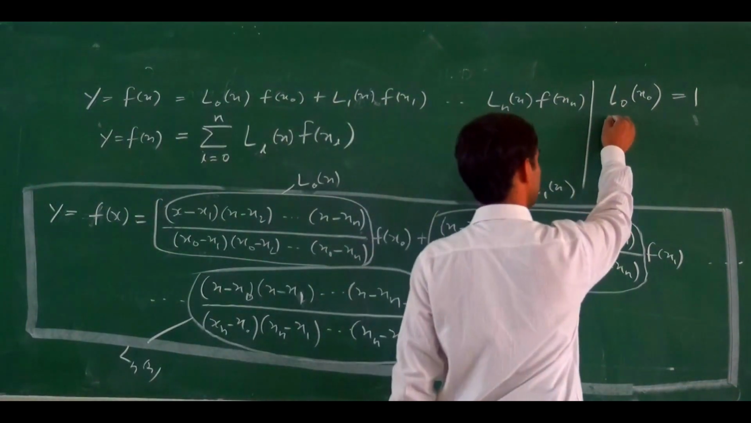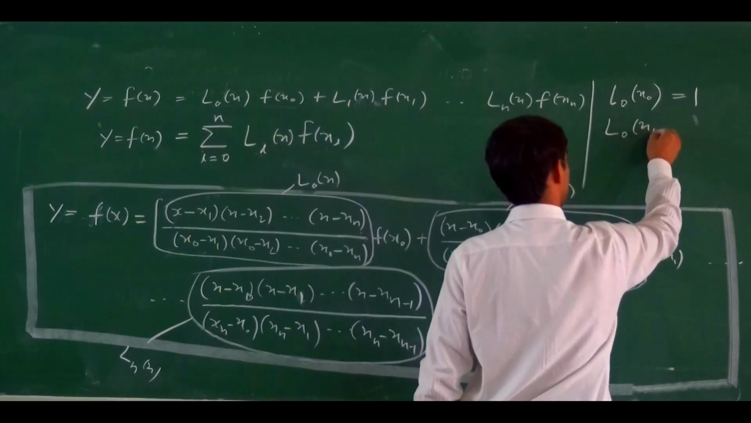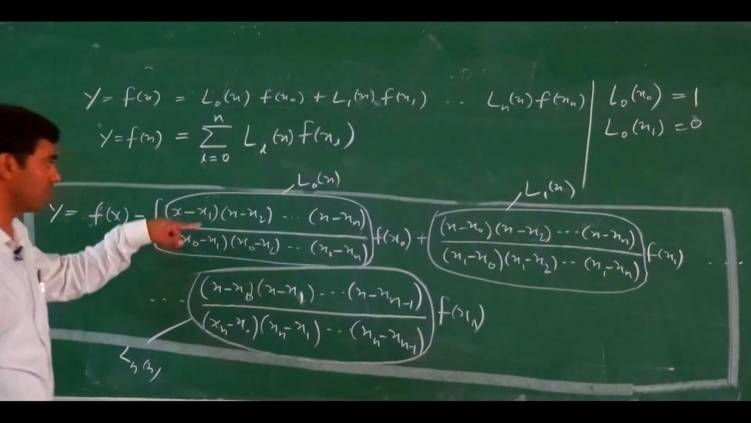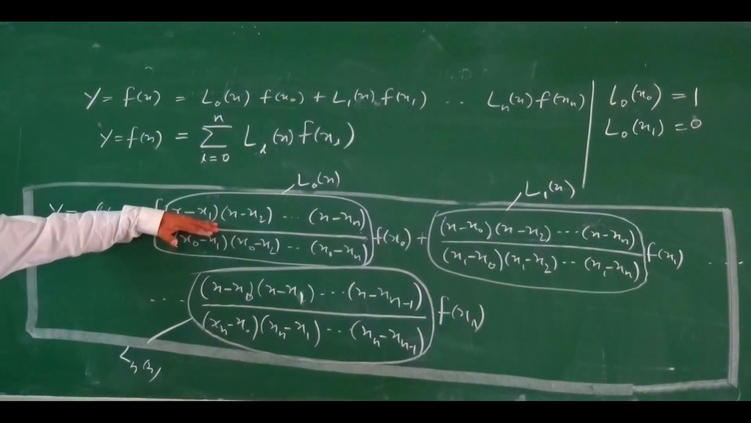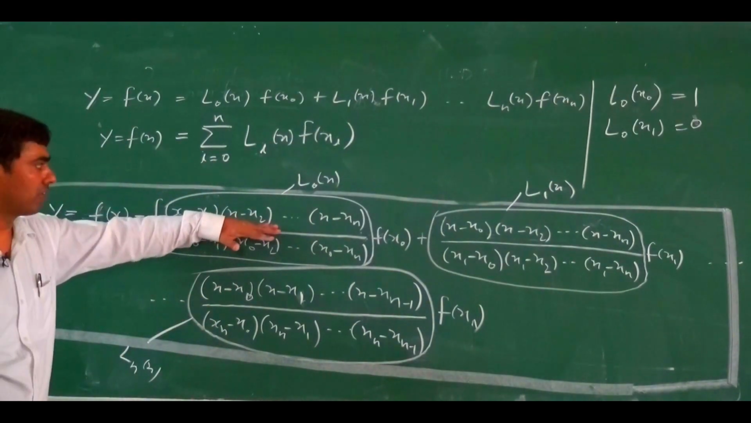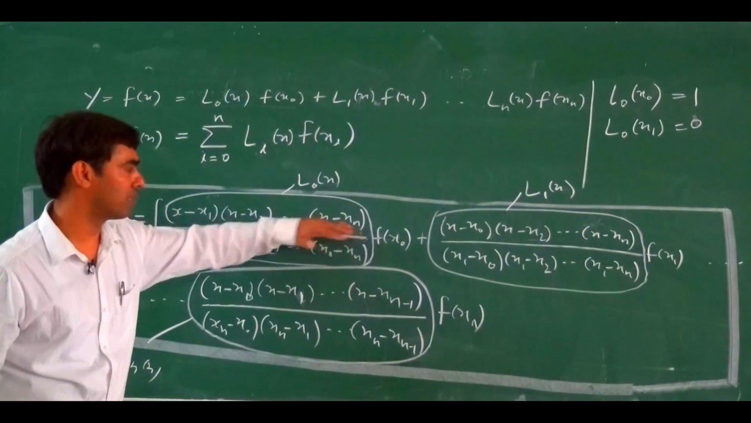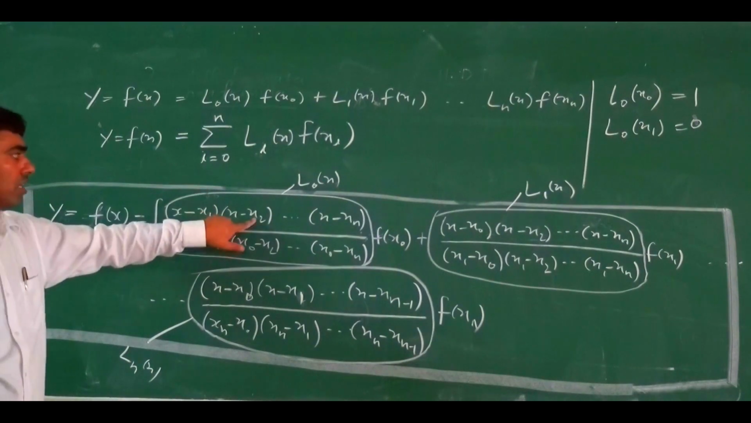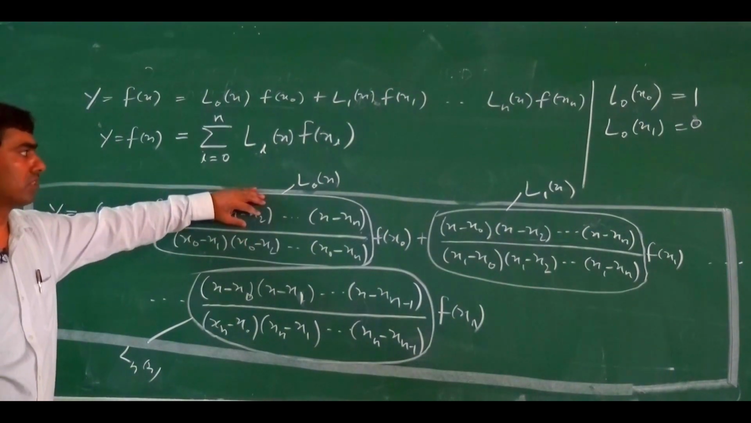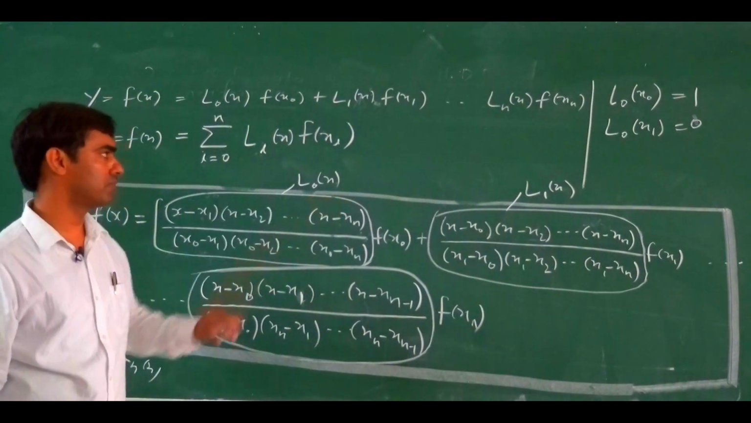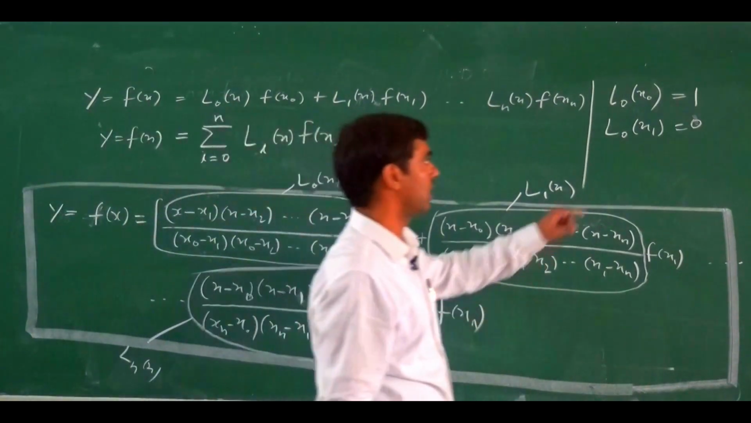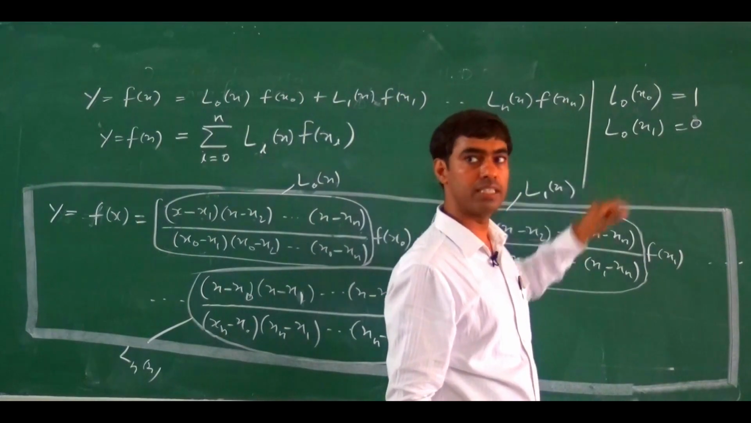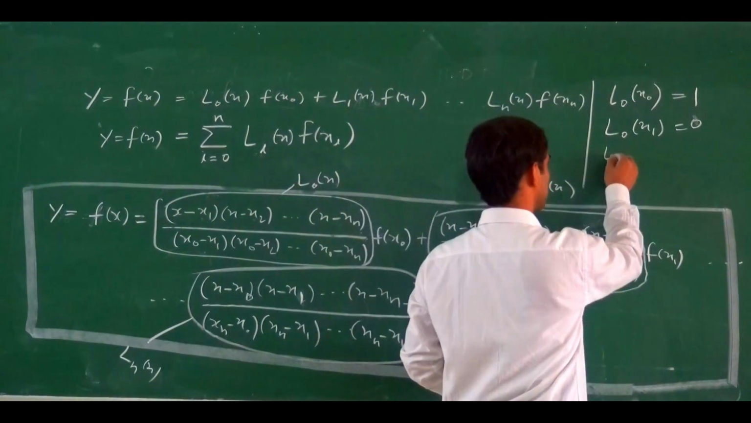All the terms become 0. Means L0(x1) becomes what? 0. For all other values, because this one is a multiple of (x minus x1), this one is a multiple of (x minus x2), and this one is a multiple of (x minus xn). So if you put x equal to x1, this term becomes 0. x equal to x2, then this term also becomes 0. x equal to xn, then this term becomes 0. So other than x0, if you put x1, x2 up to xn, all other values become 0.